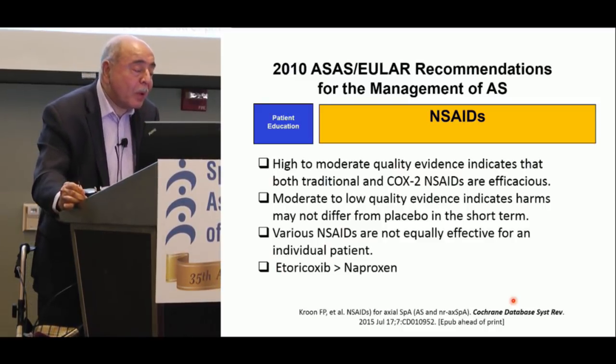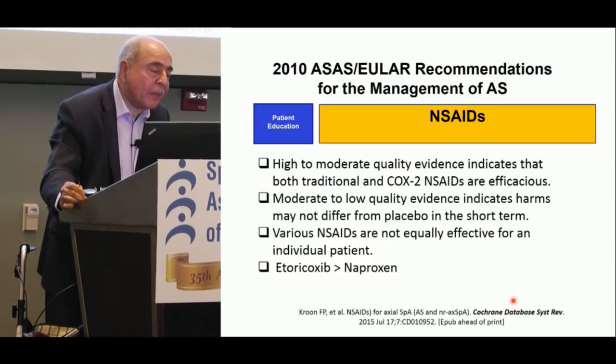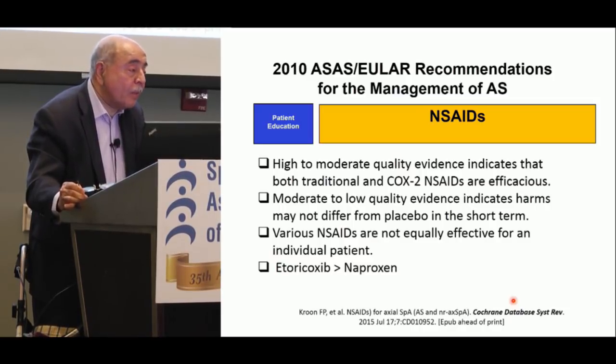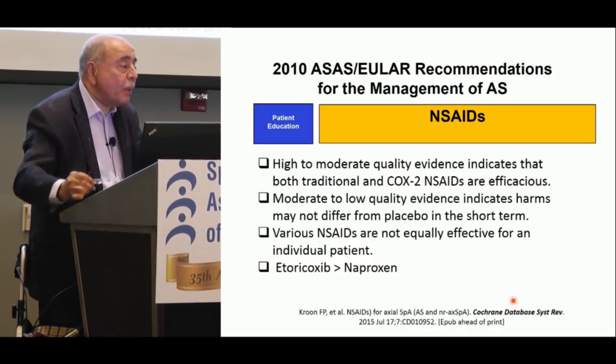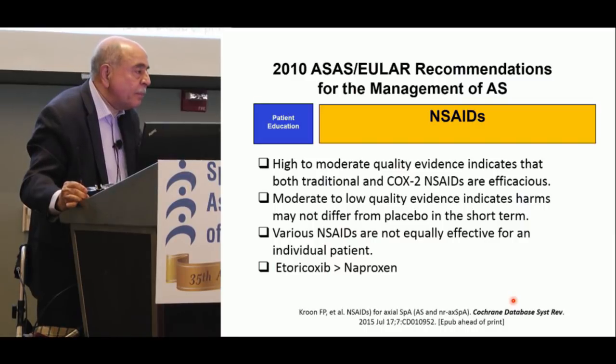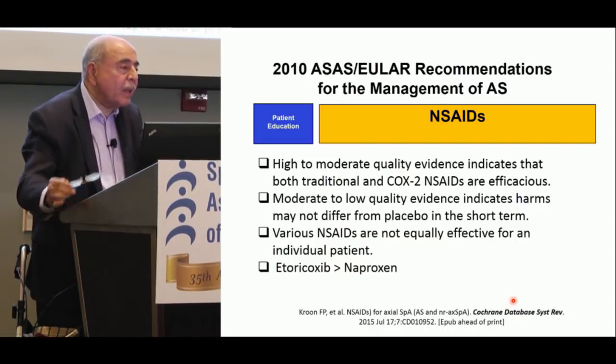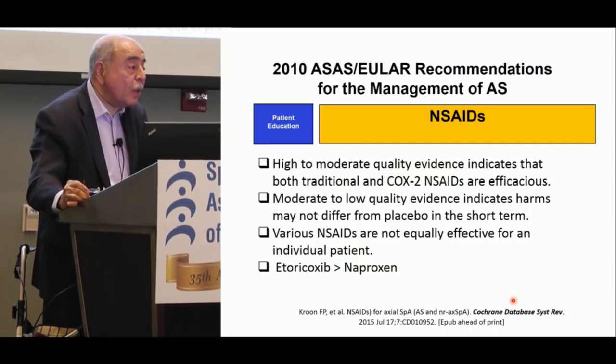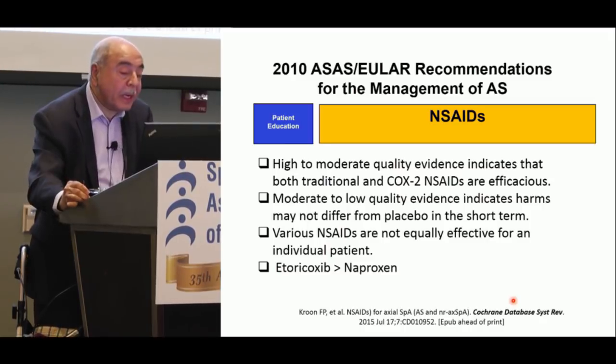Those who fail to respond to one, try another. Within a month, you should have tried at least 2 or 3 NSAIDs before you start thinking of the next treatment, which is TNF inhibitors. And more recently, another type of medicine has become available that targets interleukin-17. I will discuss that in a minute.